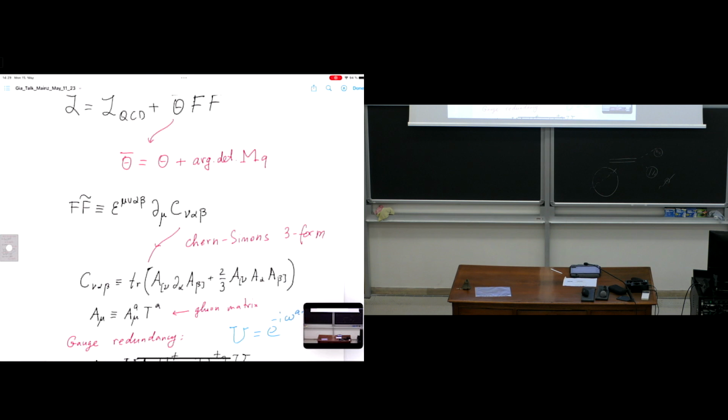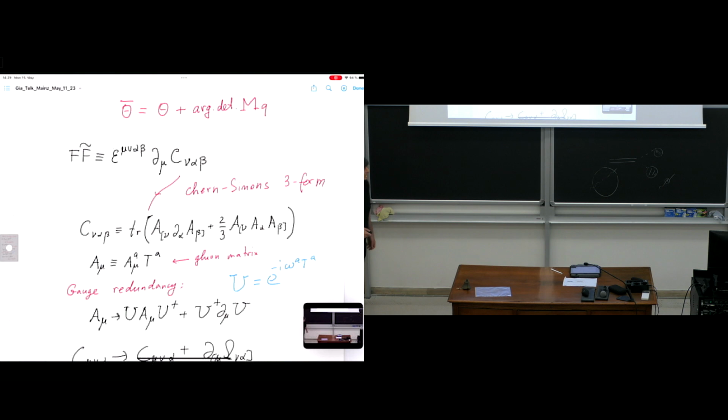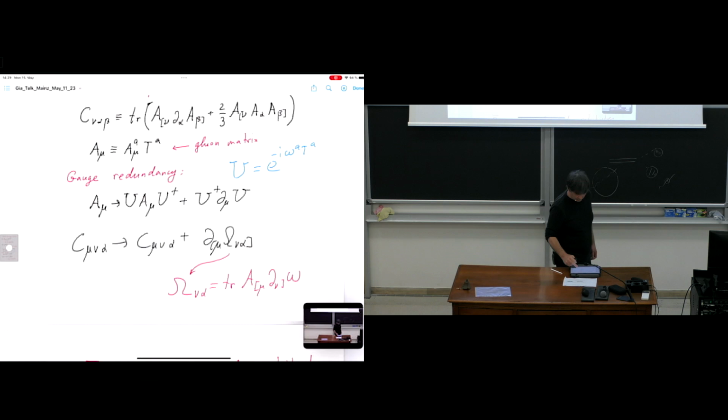Now, of course, FF dual is an invariant, gauge invariant field strength of these three form. In other words, under the QCD gauge redundancy, under which gluons transform as usual, the three form shifts as it should. It shifts through an anti-symmetrized derivative of a two form. This two form is in one-to-one correspondence with QCD gauge transformation. Omega is the gauge transformation parameter. A is a gluon field.